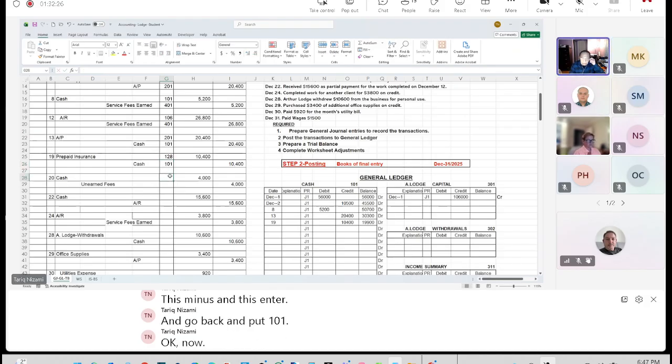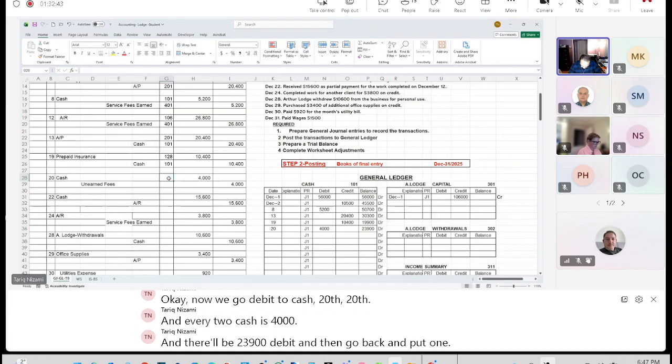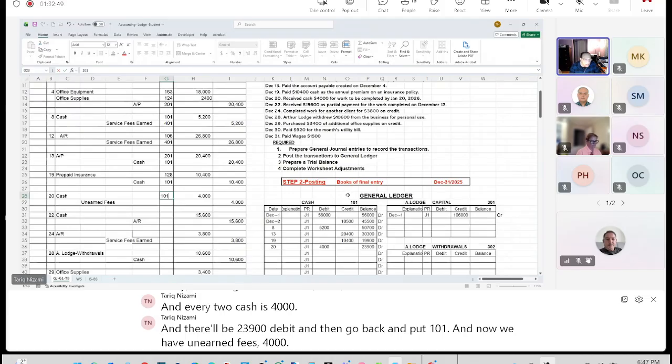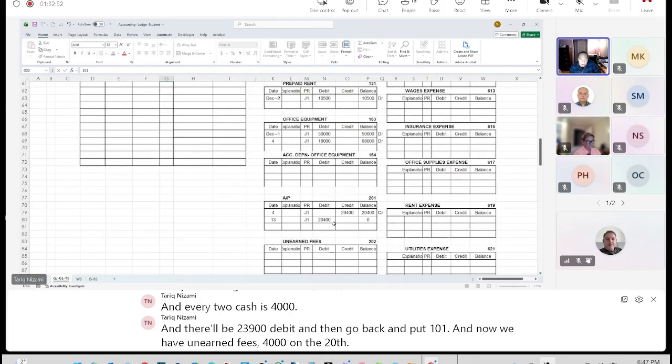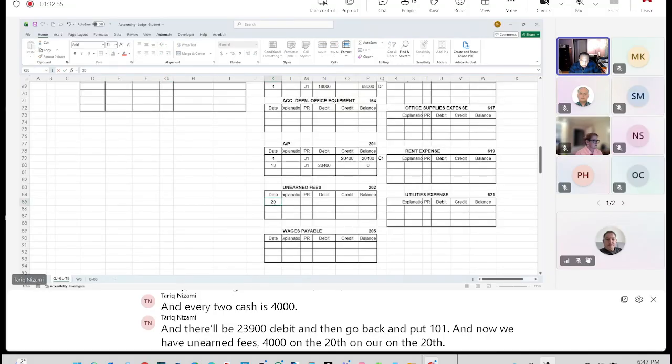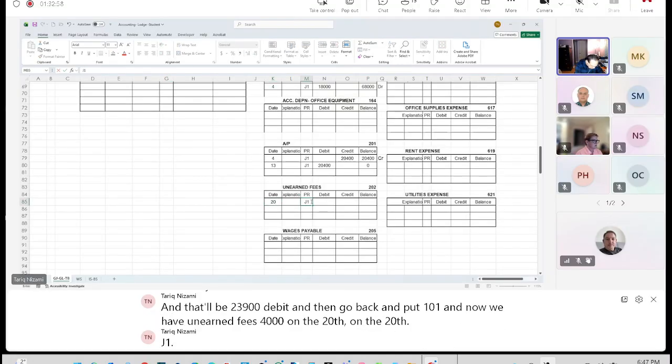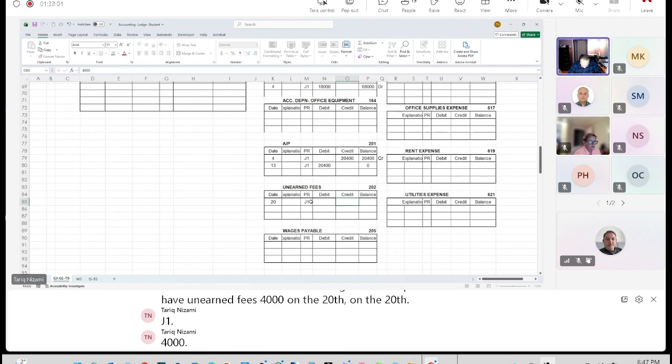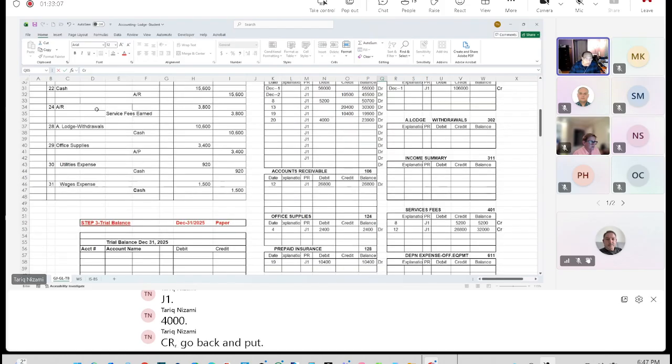Okay, now we go debit to cash, 20th. And debit to cash is 4,000. And it'll be 23,900 debit, and then go back and put 101. And now we have unearned fees, 4,000 on the 20th. J1, 4,000 CR, go back and put 202.